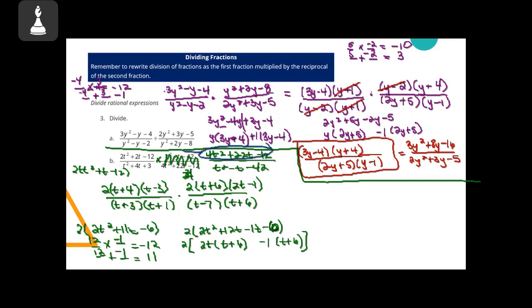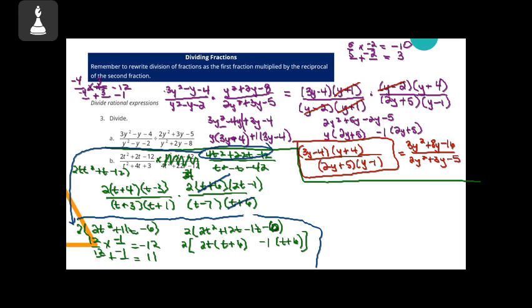Let's see. Doesn't look like I have a whole lot canceling out of this one. I made one small error here. Let's correct this back here.